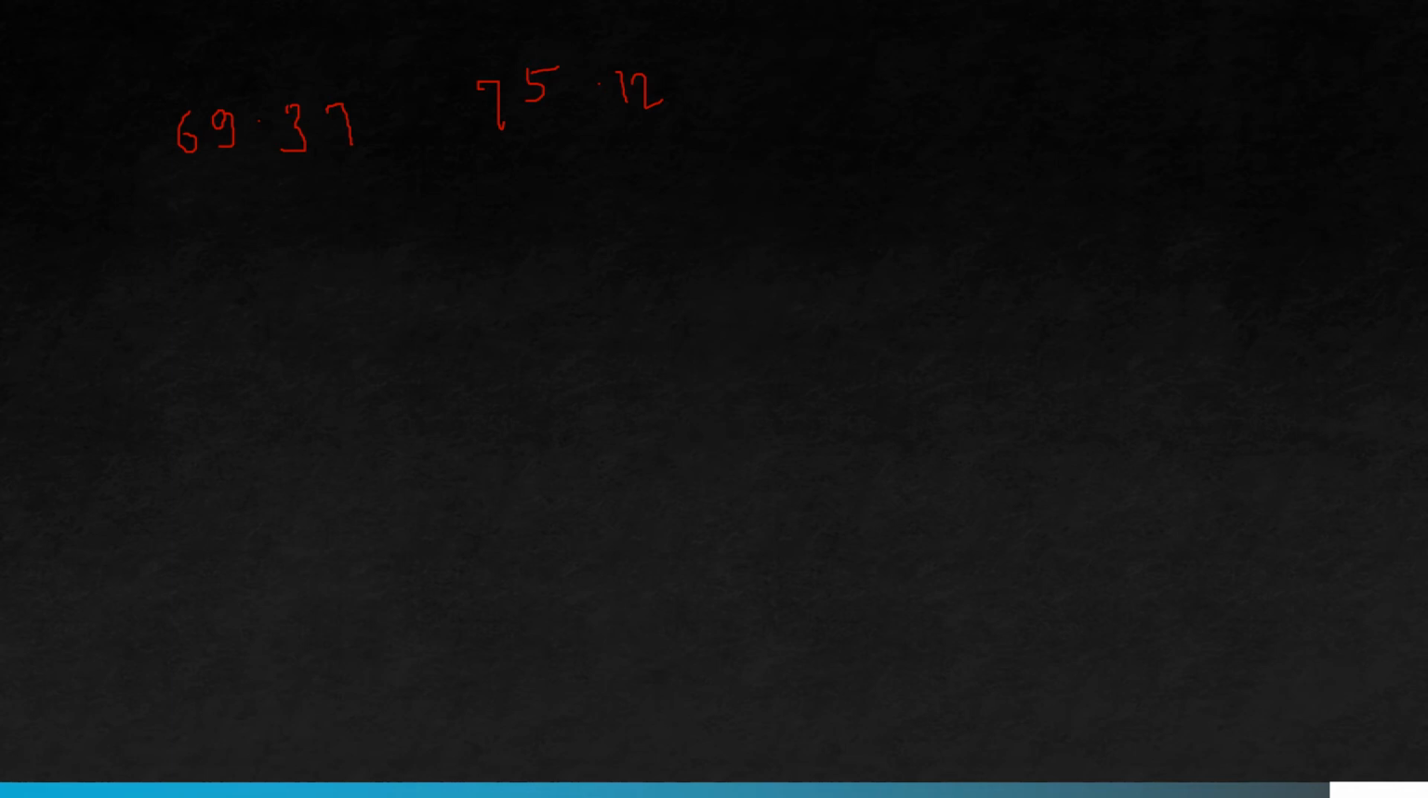Okay, 75.12. So first we will compare all the left hand side values from the decimal. In this we clearly see that 75 is greater than 69, obviously, so this is greater. Okay, because 75 is greater than 69.